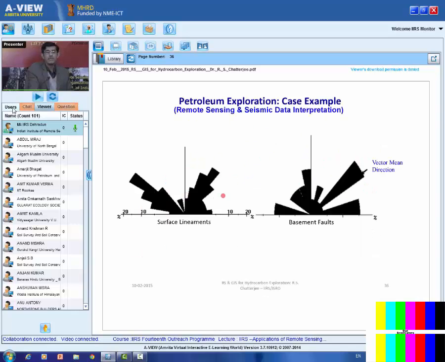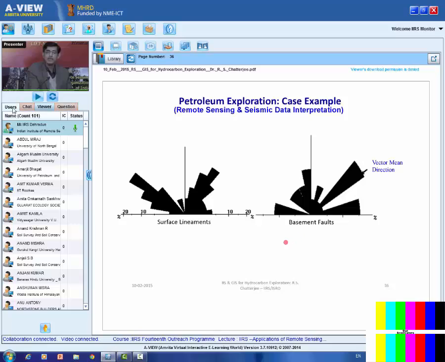Now, when we compare these surface structures, this is the surface lineaments rose diagram, and this is the basement faults we have interpreted from the seismic data. From the seismic data we get one vector mean, but from the surface data we get two vector means. So there are two sets of lineaments we observe. Now we need to very carefully see the areas where the basement faults vector mean is very much matching with the surface lineaments vector mean.